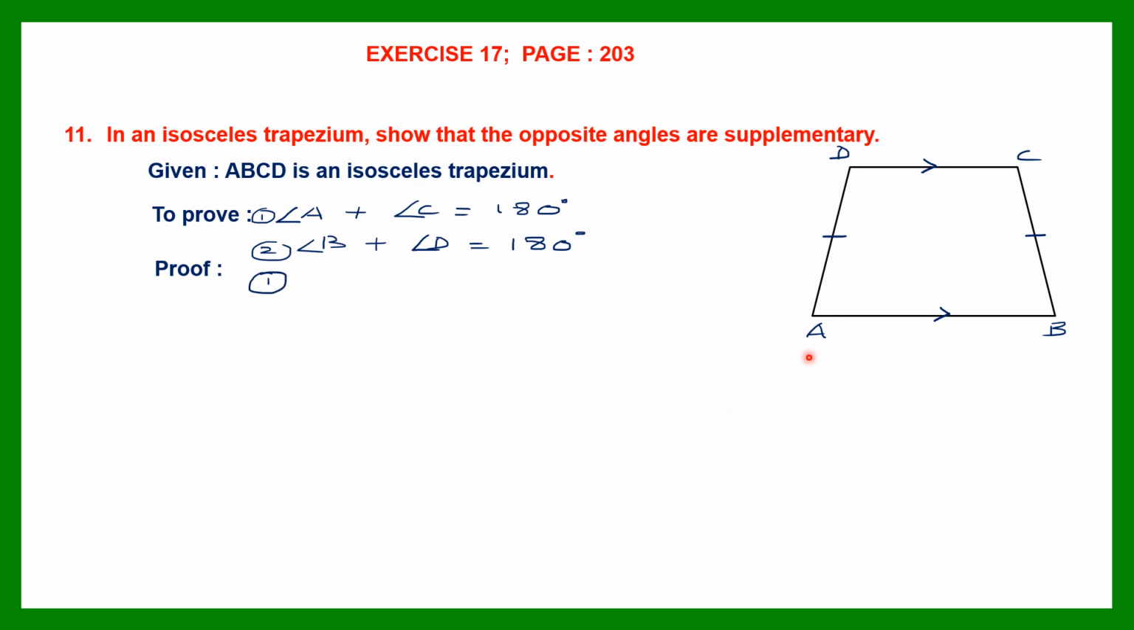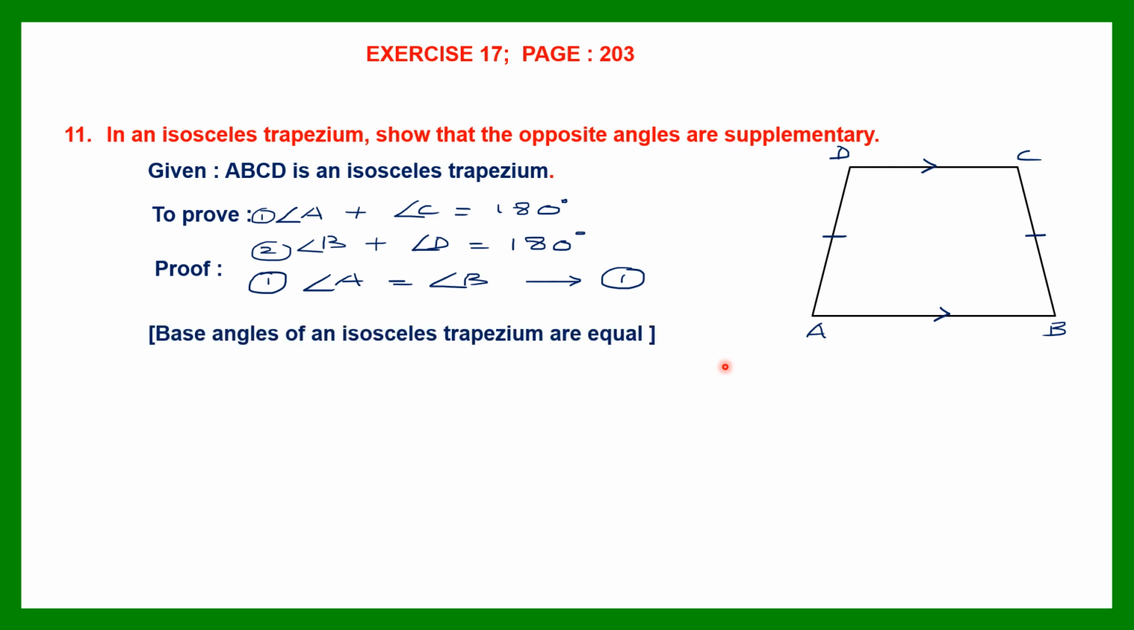Now look at these two angles, angle A and angle B. They will be equal. Now how do we know that they are equal? They are equal because they are the base angles of a trapezium, and base angles of a trapezium are equal. So first let's write that angle A is equal to angle B. Now let's keep this as the first equation. We're going to make use of this later. So understand this, angle A is equal to angle B because they are the base angles of this trapezium, and base angles of a trapezium are equal. So we need to write that base angles of an isosceles trapezium are equal. That's the reason angle A is equal to angle B.